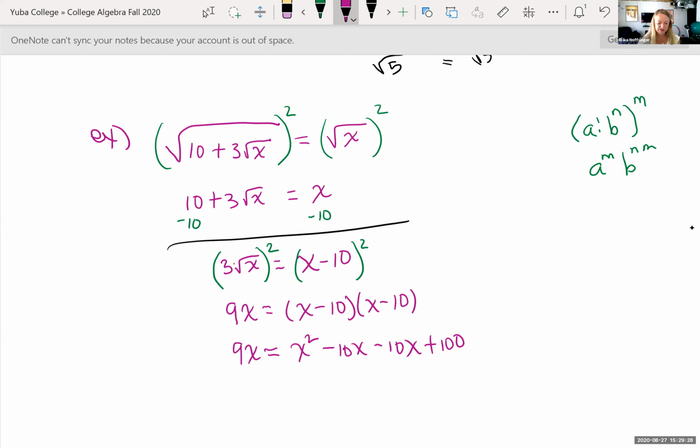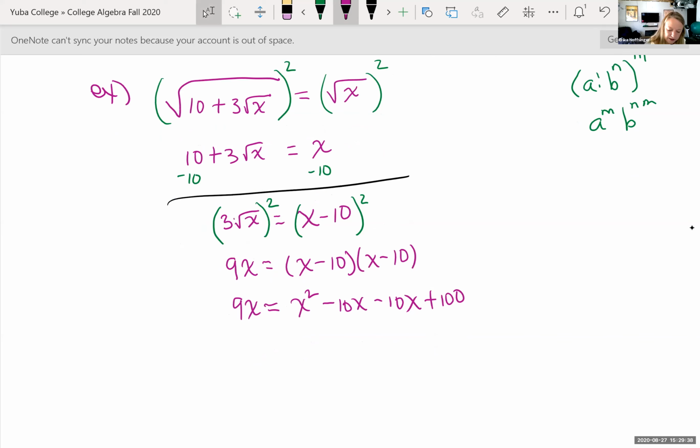Okay, no more radicals. Looking at the type of equation I'm left with, it's quadratic, so I want to get everything to one side, combine like terms. So right here, I notice that this is negative 20x, and I'm going to be subtracting 9x on both sides. If I subtract 9x on both sides, we get x squared, well, negative 20x minus 9x is negative 29x, plus this 100 equals 0.